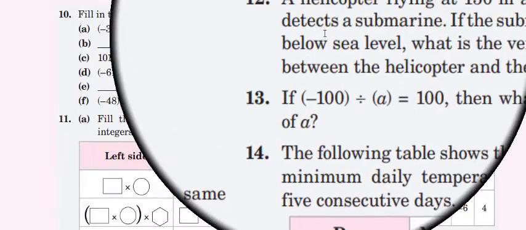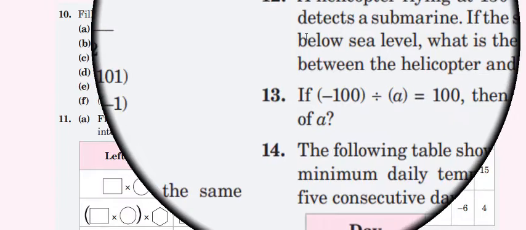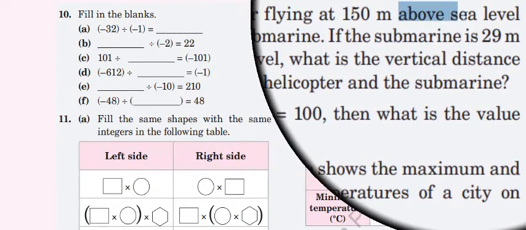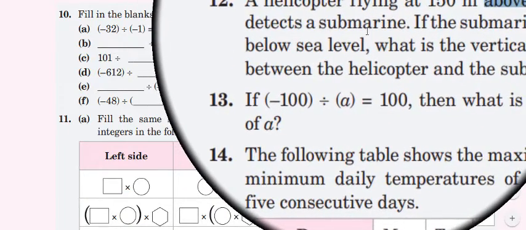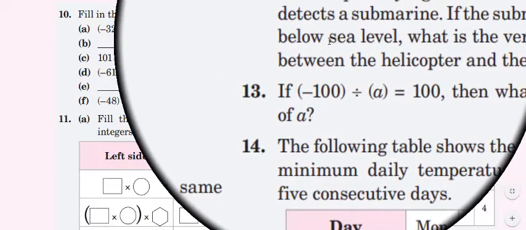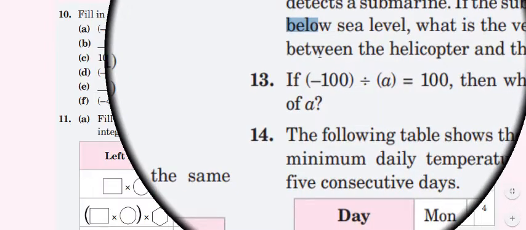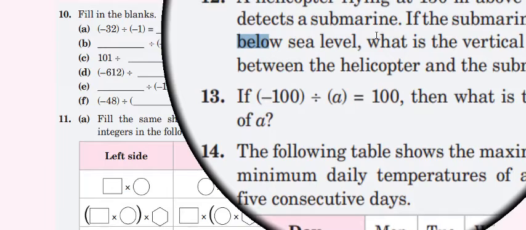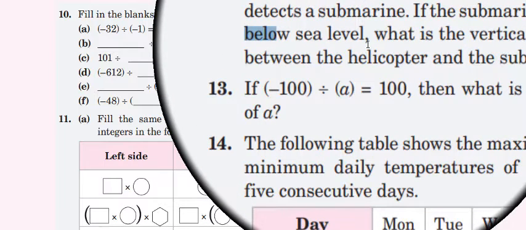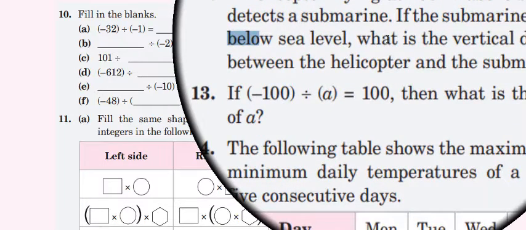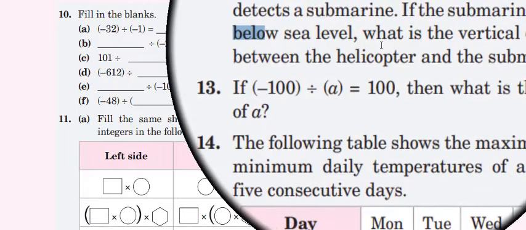Now we come to question number 12, where a helicopter is flying 150 meters above the sea level. The word here is very important: above the sea level, and it detects a submarine. If the submarine is 29 meters below, the word below is coming here. And what is the vertical distance between the helicopter and the submarine? As we know, the bigger distance minus the smaller distance will be done. That will give you the distance between both. So here 150 minus, in the bracket, minus 29. That means the 2 minus signs will become positive, and the result will be 150 plus 29. You calculate and give your answer in meters.